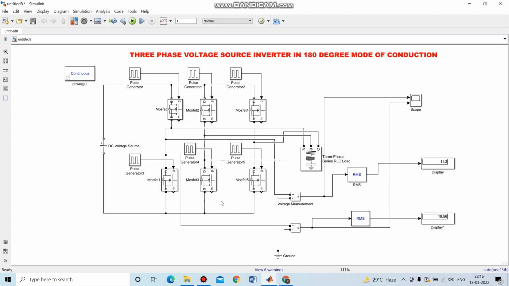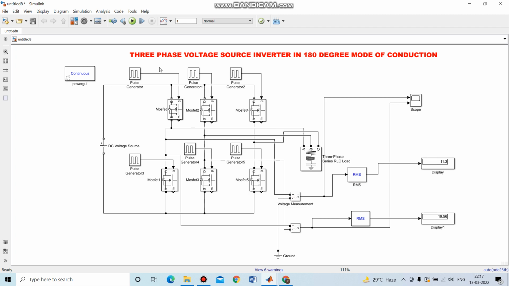So in the 180 degree mode of operation of a three-phase inverter, three thyristors conduct at one time. The application of VSI can be found in enormous applications such as UPS, that is uninterruptible power supply, induction heating, HVDC transmission lines and adjustable speed AC drives. It performs the inverse operation of an AC to DC converter. There are also two classifications of inverter: the voltage source inverter and the current source inverter.